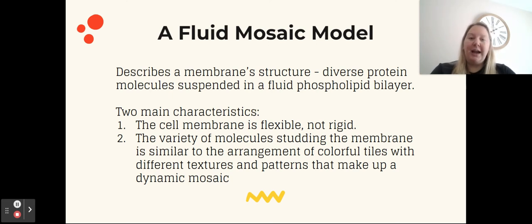The second part of that is the mosaic. The variety of molecules that we just talked about on the last slide that stud the membrane are similar to the arrangement of the colorful tiles that make up a mosaic that have different textures and different patterns that resemble art pieces. And remember I said, no two cell membranes are going to have the exact same molecules in the exact same positioning.